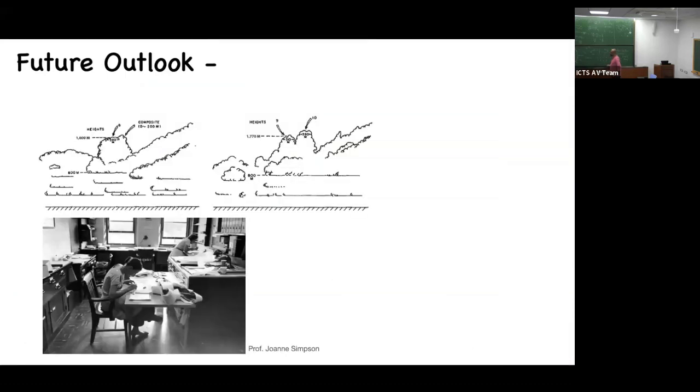Just to wind up, I found this something I came across recently. I wasn't aware of this until now. Joanne Simpson is the first woman who received a PhD in meteorology, if not in the world, definitely in the US. And she has done a phenomenal amount of work on clouds. What you see on the top are pictures she drew by hand looking at the clouds, again within a span of a few minutes.